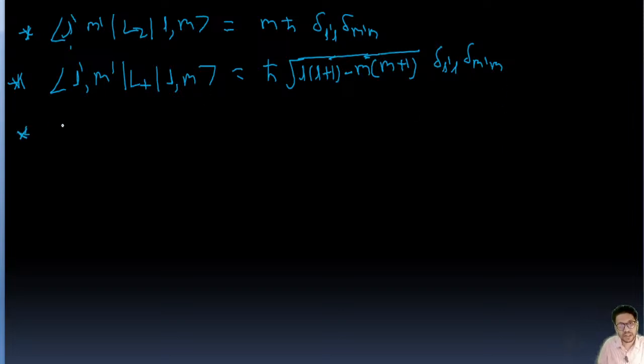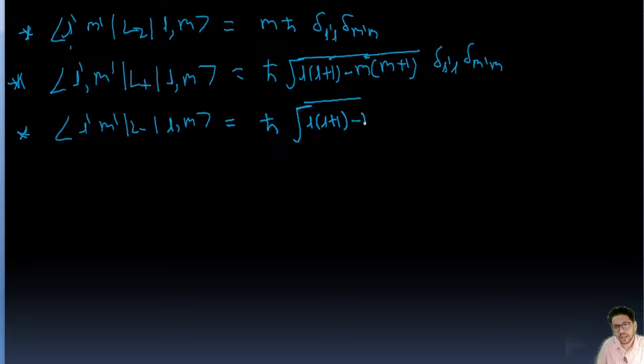Similarly for L dash, M dash, L minus, that is the lowering operator, L M. This value is going to be h cut root of L into L plus 1 minus M into M minus 1, times Kronecker delta L dash L and Kronecker delta M dash M. This is the value, and using those we will represent Lz, L plus and L minus.